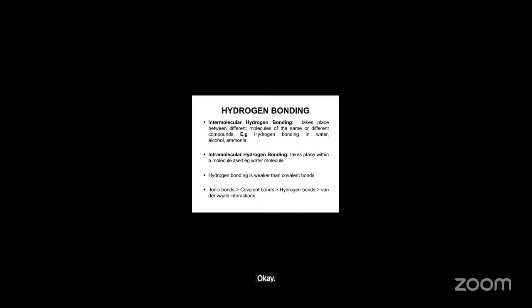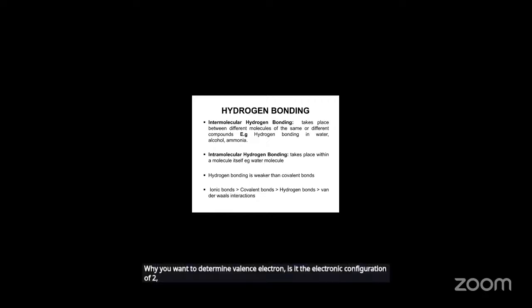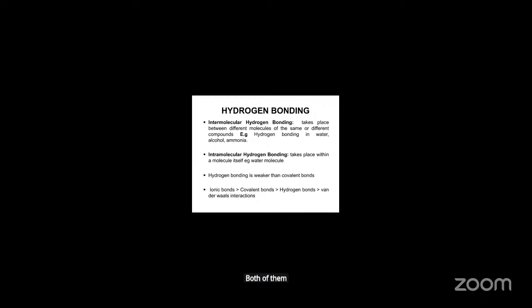Ma, when you want to determine valence electron, is it the electronic configuration of 2,8 or 1s that you use? Which one? Both of them. It depends on the one you're familiar with. Valence electron is one that is on the outermost shell. So anyone that you're familiar with is fine. But remember, it must be on the same energy level. That's why we're using 2s. Okay, ma. We're not using 1s.